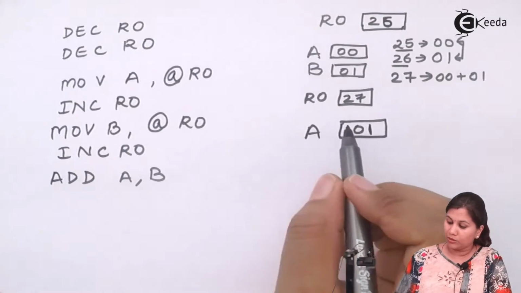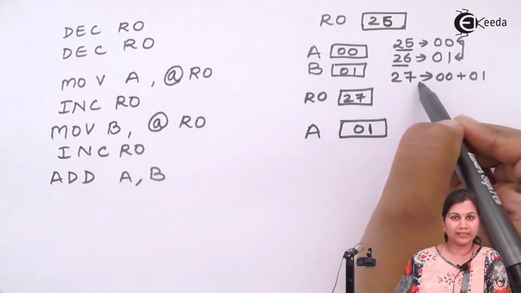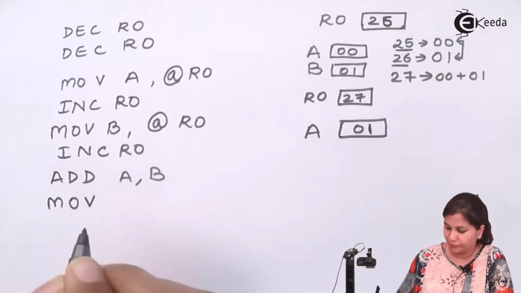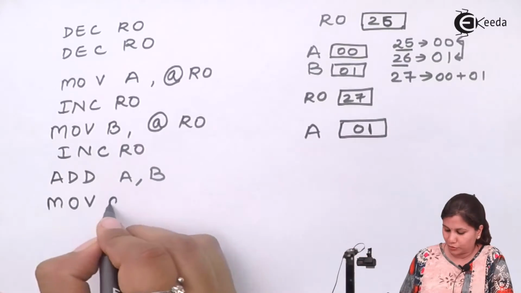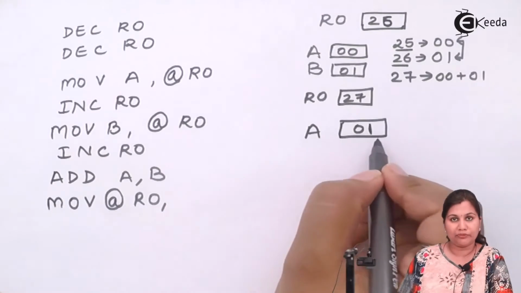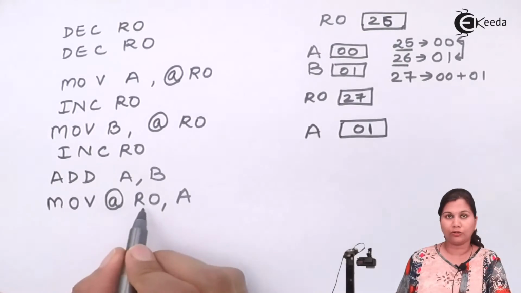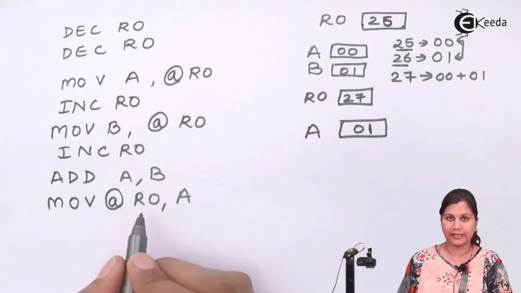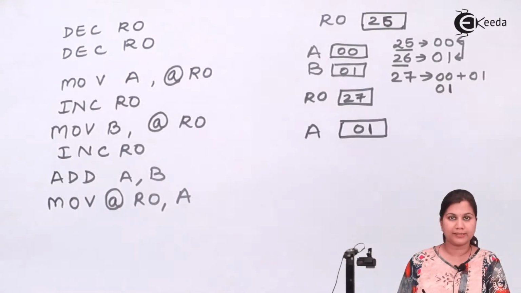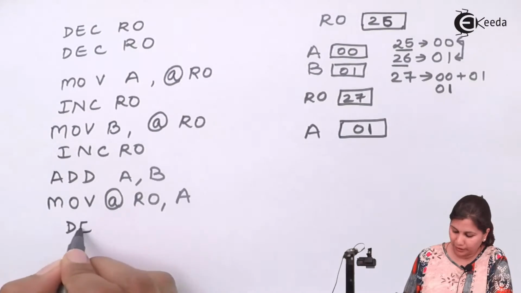Okay. Now in accumulator we are having the result and we want to store this result at the next memory location. So our next instruction will be move the address which is in R0. So again indirect addressing. And what we want to store? The number which is in accumulator. So accumulator is our source and R0, the address in R0, is our destination. So at 27 we will be having the next number 01. So after this again we will decrement R0.